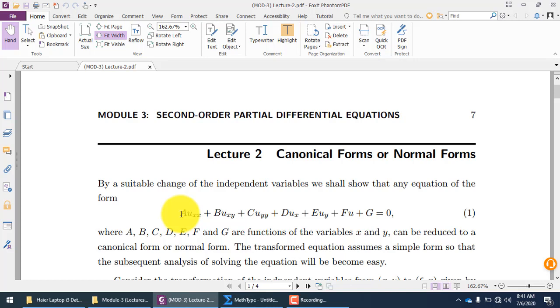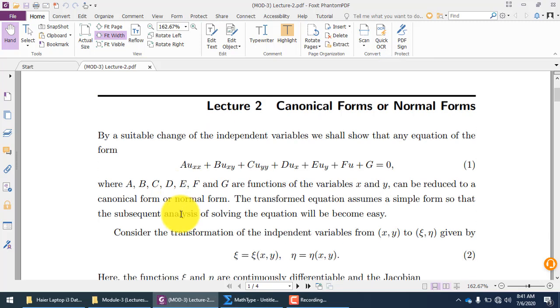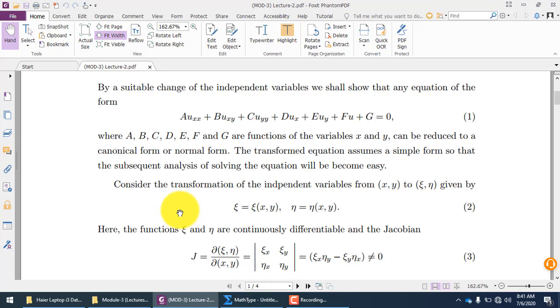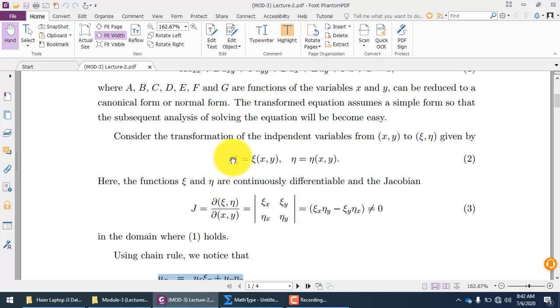In the previous lecture, we have studied the introduction regarding linear second order partial differential equations. We had also studied the introductory paragraphs regarding canonical forms or normal forms. In order to derive the canonical form for any particular linear second order partial differential equation, you need a transformation.